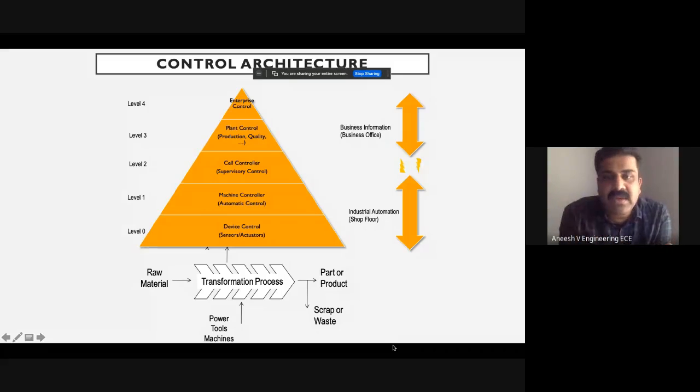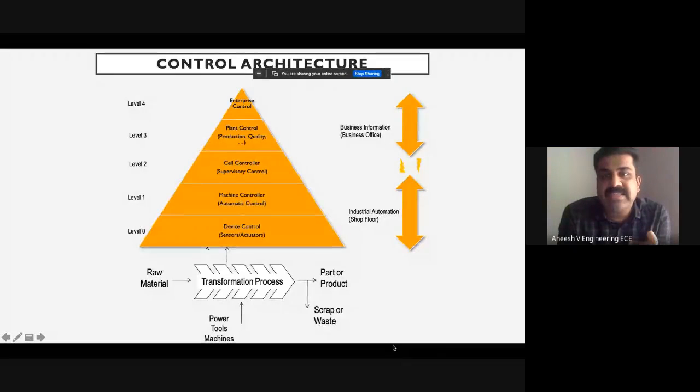Then, a little more advanced level is level 2. We need to do supervisory control. It is also known as cell control. What is supervisory control? You know the distributed control system. You know what SCADA is. All these things belong to supervisory control or cell control.